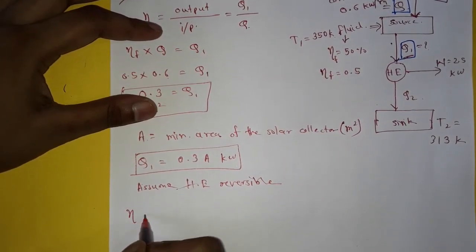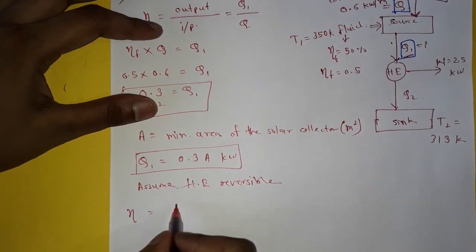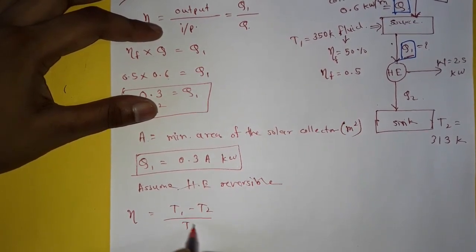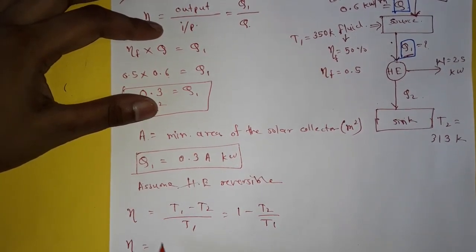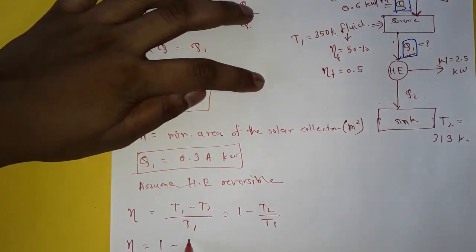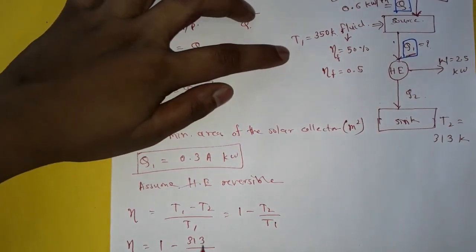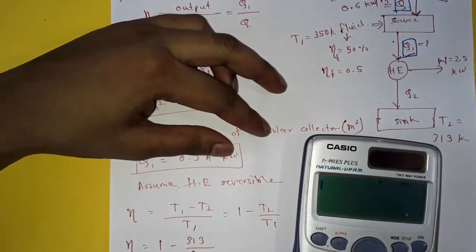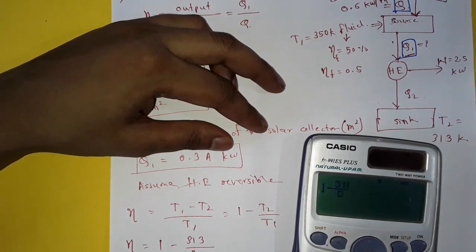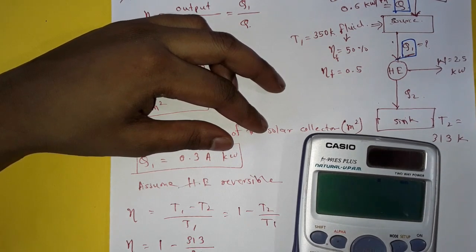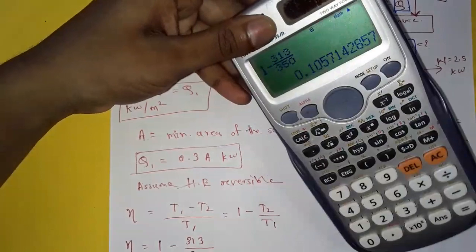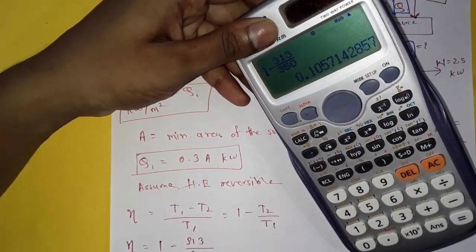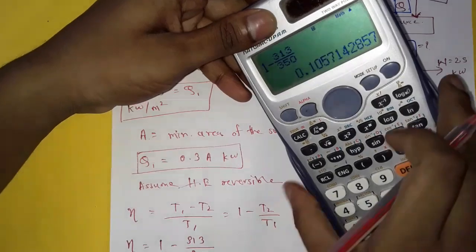So the efficiency of the reversible heat engine is equal to T1 minus T2 upon T1, that is, 1 minus T2 upon T1. So efficiency is equal to 1 minus, put the values, T2 is equal to 313 upon T1 is 350. Take the calculator and put the values, 1 minus 313 divided by 350, 0.105. So efficiency is equal to 0.1057 here.